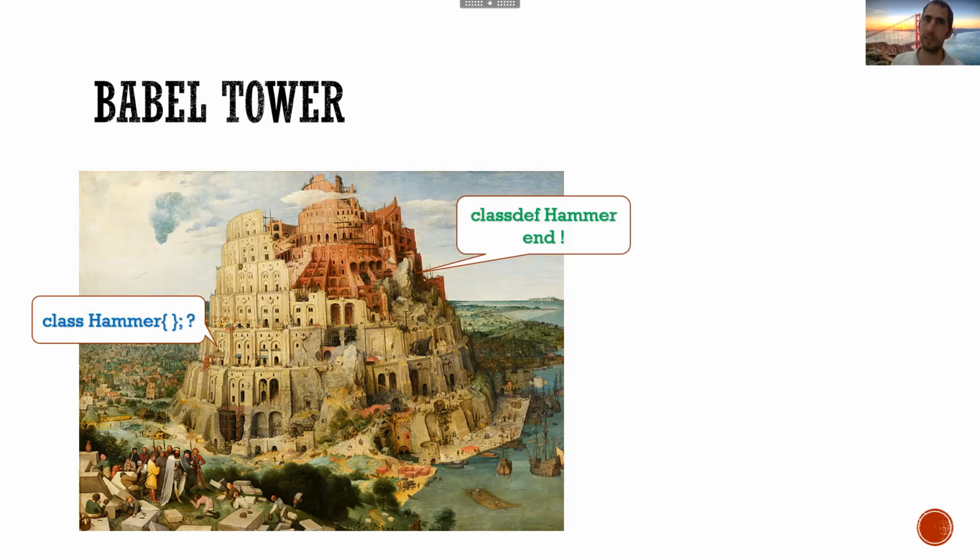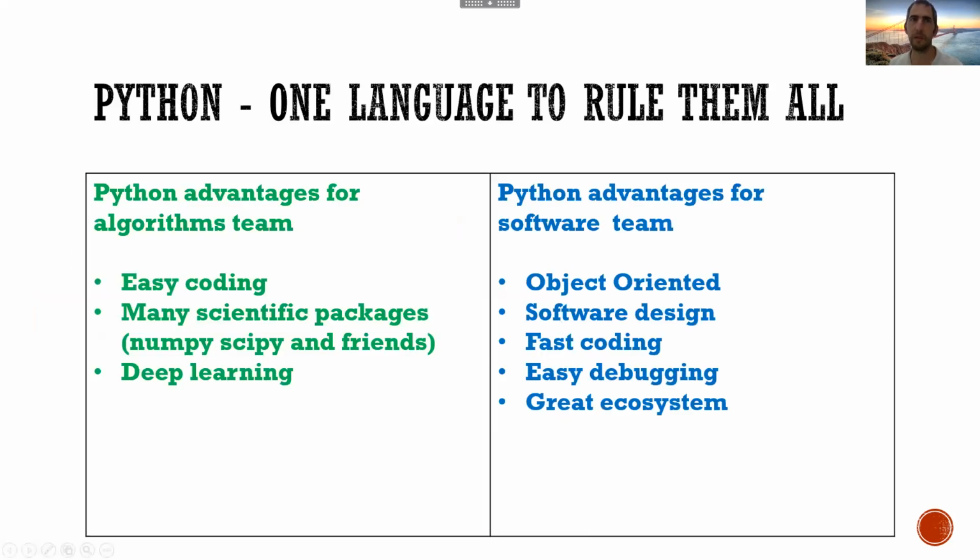And we also got to this conclusion. If we want to build our image processing solution properly, we need to use the same language. So we chose Python as our common language between algorithms and software. From now on, the entire image processing team will write only in Python. Why Python? Python has great advantages for both algorithm and software teams.